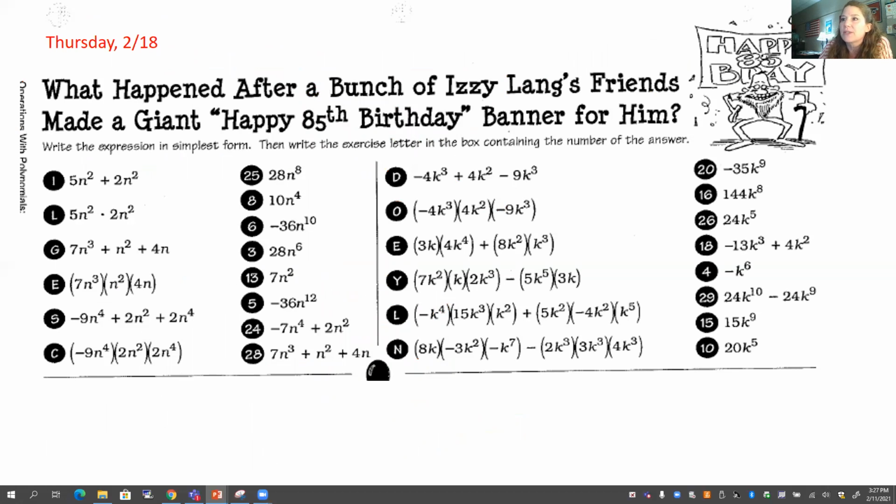All right, what about this? So on Thursday, your assignment is going to be this sheet. And so some of the problems are addition, some are subtraction, some are multiplication. So I just want you to remember to use all those rules together.